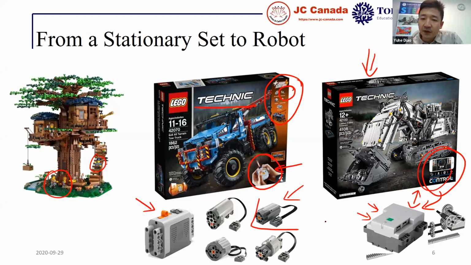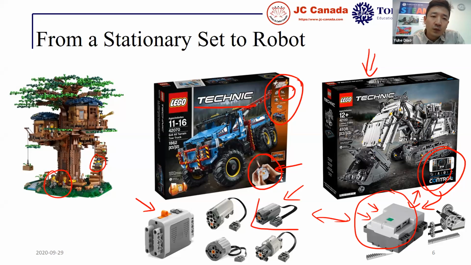So the difference between these two is that we can program here. The third one we can program, so we can call it a robot. But the second one is not a robot; it's just a machine. We cannot program the second one. So next time when we are looking for a Lego set, we know we have different kinds of machines and different kinds of robots.